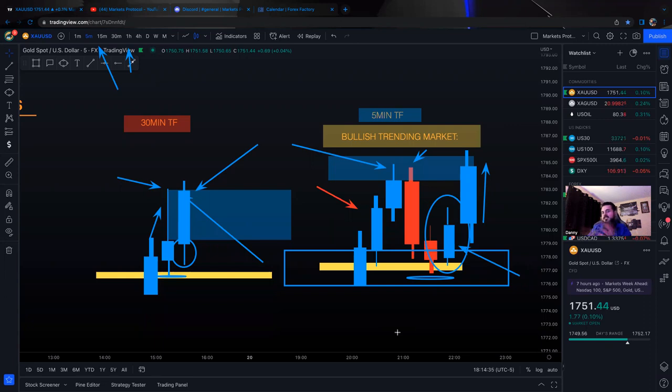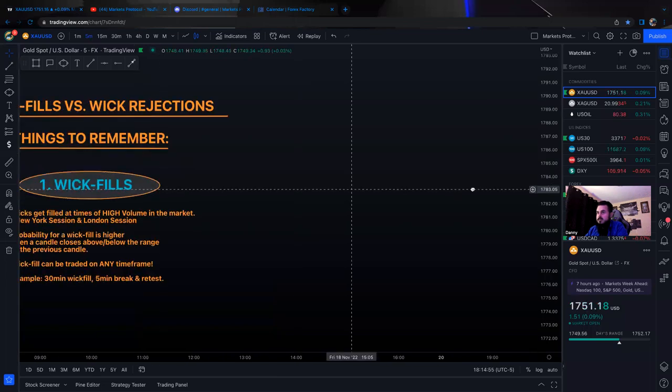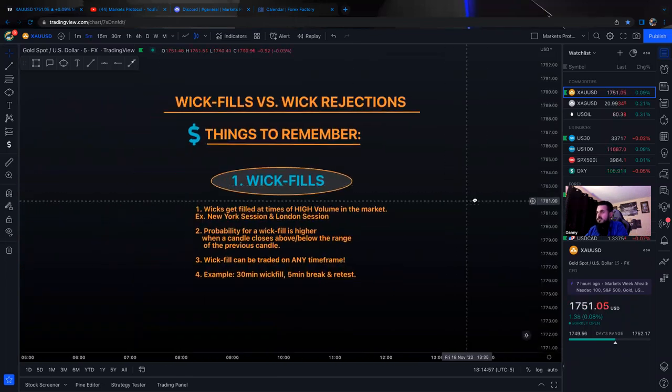So always interchange between different time frames overall, 5-minute, 15-minute, 30-minute, just to see how the structure is forming, and maybe you can get a better price to enter. So this is one of the examples I wanted to discuss over here. Perfect. So we did that. Now let's go back over here. So we talked about wick fills here.